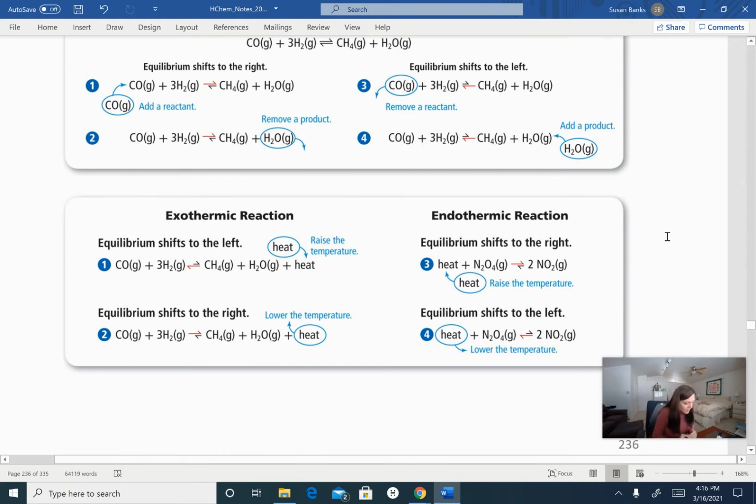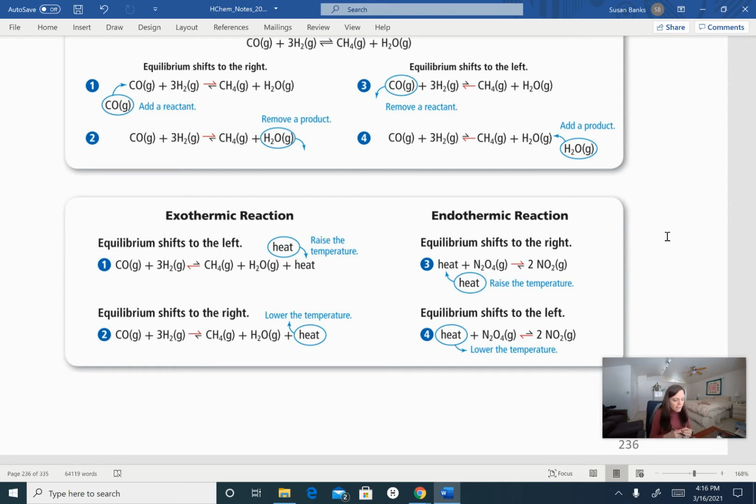if I have an exothermic reaction in number 1, it's going to act as a product. So if I raise that temperature, it's the same as making that product side really heavy. So I'm going to shift to the left to make that even again with the reactant side. If I lower the temperature, it's the same thing as removing a product. So I'm going to shift to the right to make more products, to make more heat.